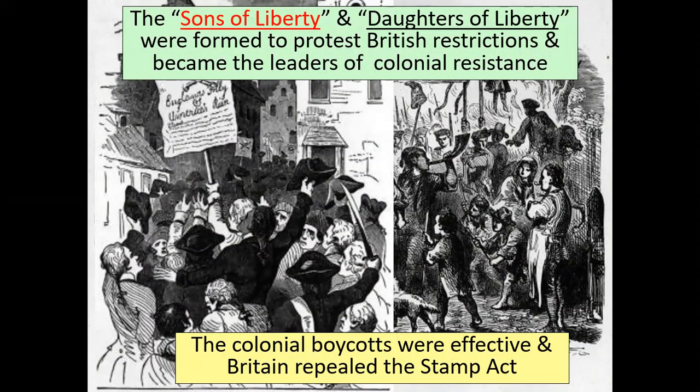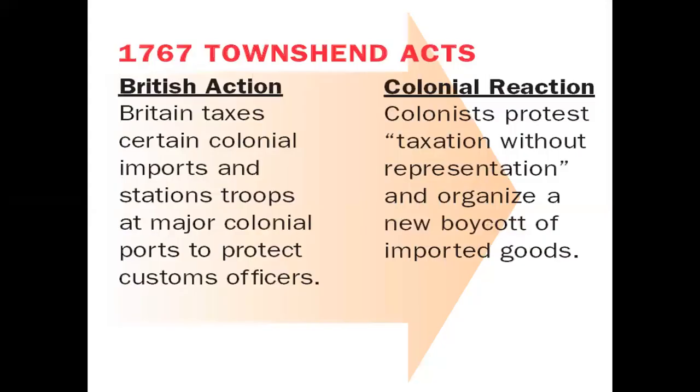Now, groups like the Sons of Liberty and Daughters of Liberty are going to form as these leading protest groups. They organize a lot of the uprisings and revolutionary doctrine that are going to happen. And the Townshend Acts are going to come next. Britain is going to tax certain colonial imports, and they're going to have troops at the ports to protect the officials who are in charge of collecting these taxes for trade. The colonial reaction is the whole taxation without representation, and they're going to boycott a lot of imported goods from England now.